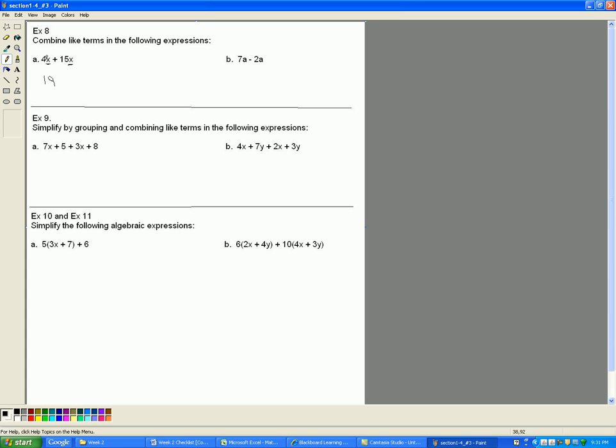Now the last thing we need to do is, we know that they had a variable of x. We just have to add that to the end. So 4x plus 15x is equal to 19x. This is our answer.